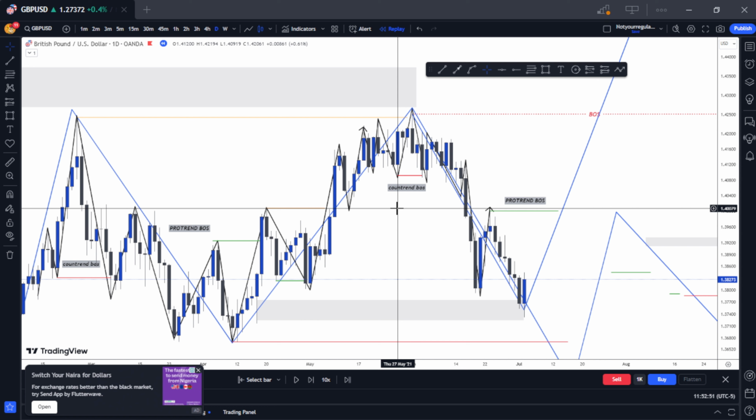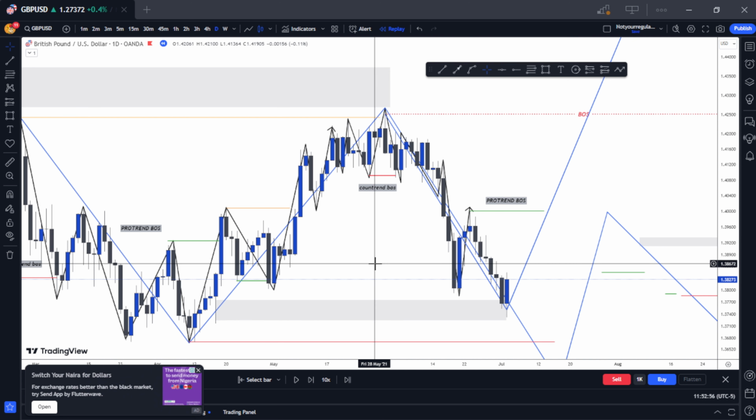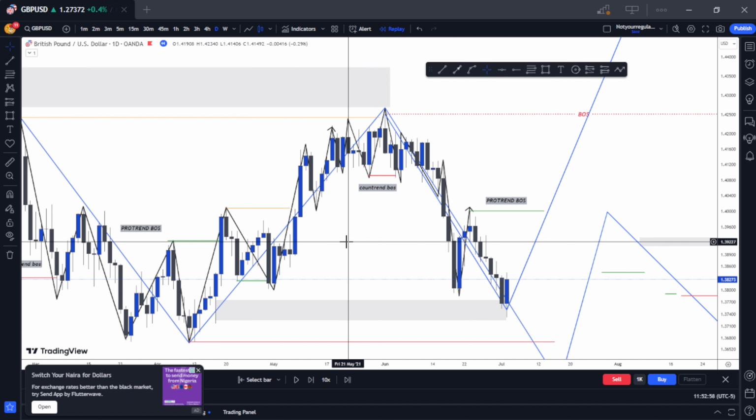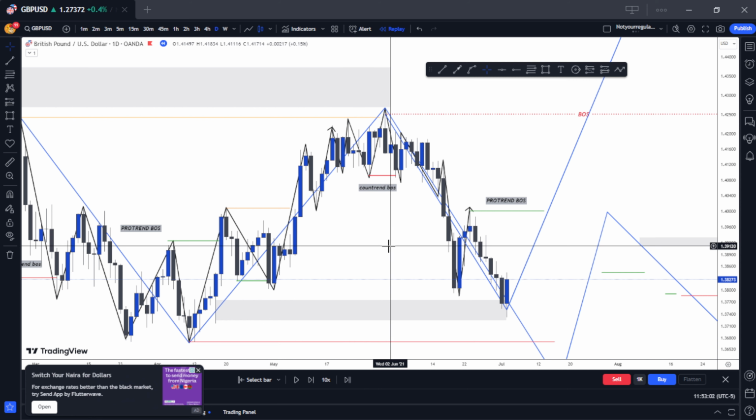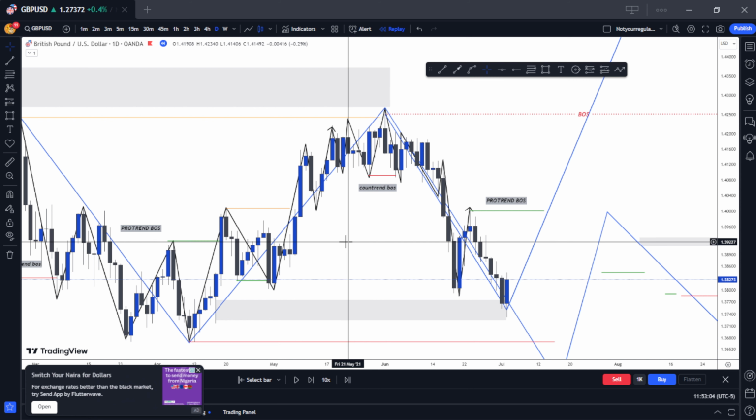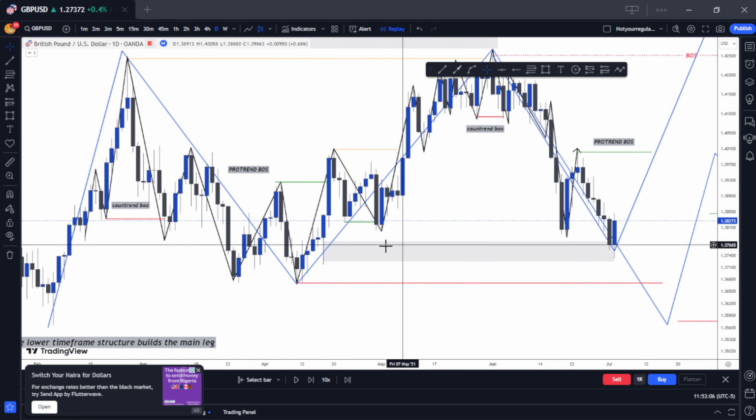Don't get stuck on the lower time frame. Never get stuck on the lower time frame. If it's looking too choppy, zoom out to the higher time frame. Go to higher time frames and try and identify things. Okay.